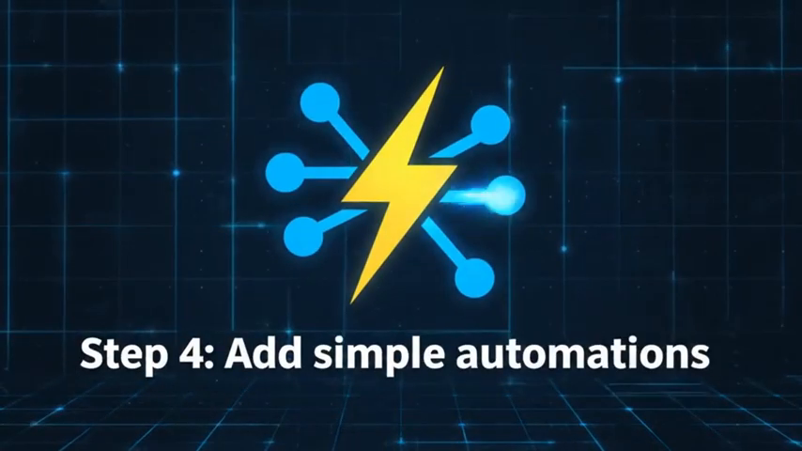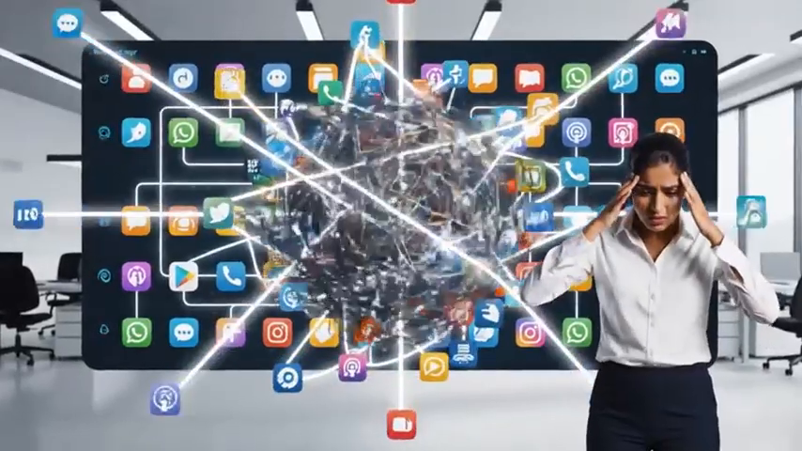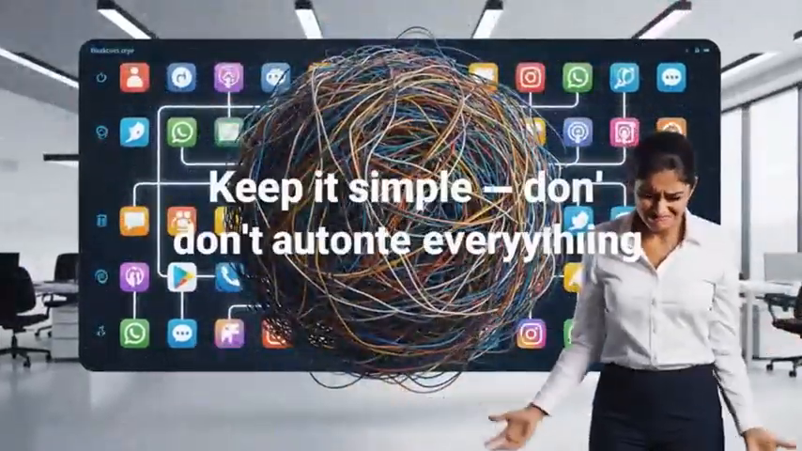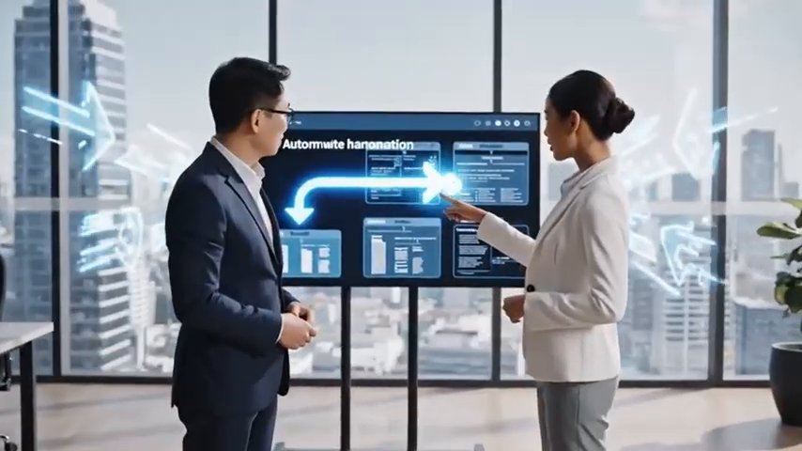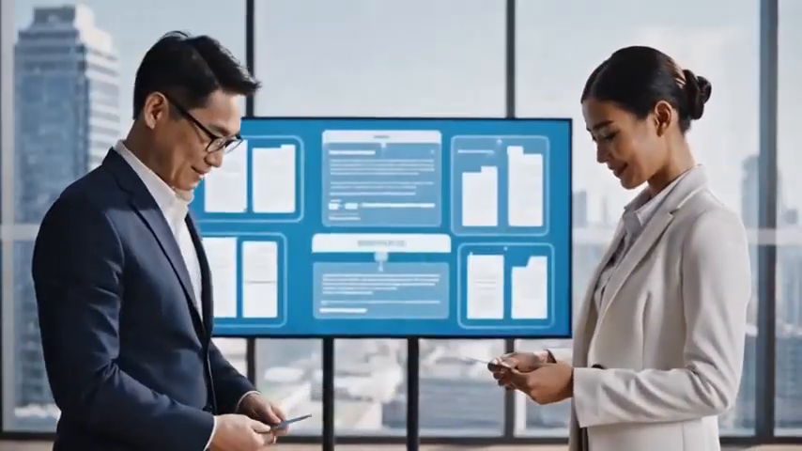Core point 4. Add automations and triggers. Once your process and templates are in place, you can start adding automation. But keep this simple. You do not need a giant tech stack, and you do not need to automate everything on day one. The goal is to automate the handoffs, not the relationship.